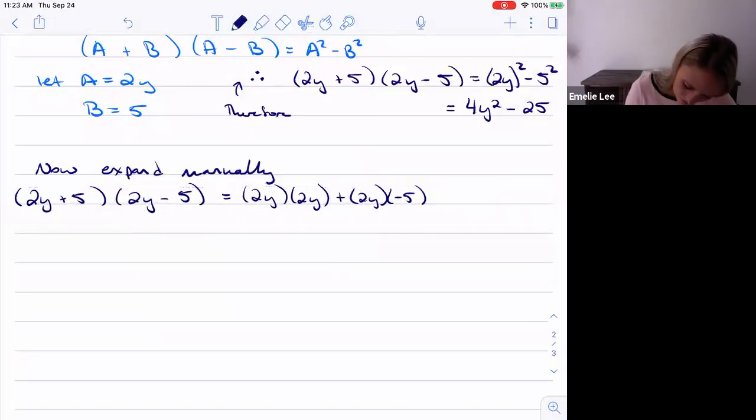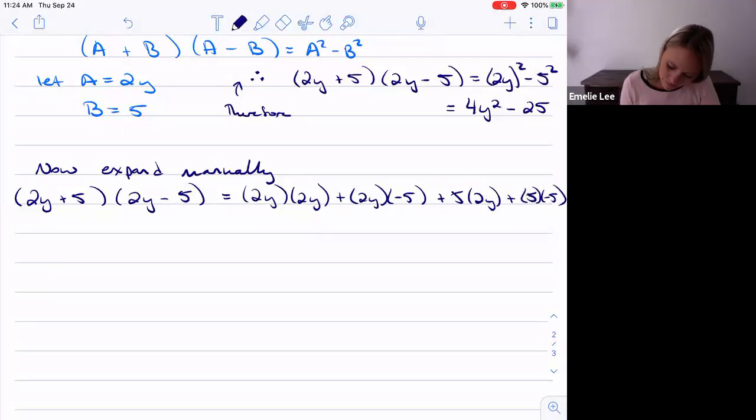All on one line. So 2y and 2y, notice that I'm kind of speeding up my expanding a little bit. You can speed it up even more, but now I've done 2y times 2y, 2y times negative 5, 5 times 2y, that's my next one, and then so plus 5 times 2y plus 5 times negative 5.